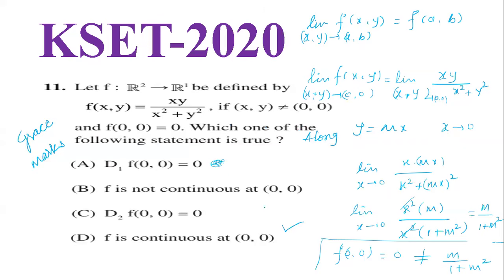The answer is that f is not continuous. This is wrong. f is not continuous at 0, 0. But they gave grace marks. Why did they give grace marks? Comment in the comment box.